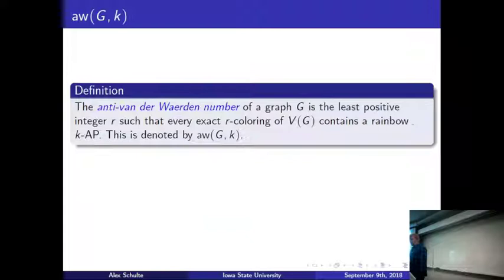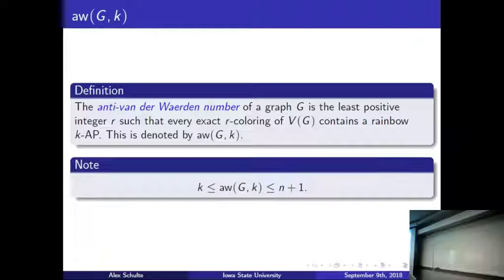Okay, so now this brings us to the anti-van der Waerden number of a graph. The anti-van der Waerden number, or AW number as I'll call it, is the minimum number of colors you need to force that there is a rainbow k-AP. Primarily we're going to be talking about 3-APs for this talk, but this can be generalized for k. There are some pretty trivial bounds for this. The first bound is that you need at least k colors or you're not going to get your rainbow k-AP. And the upper bound is going to be n.